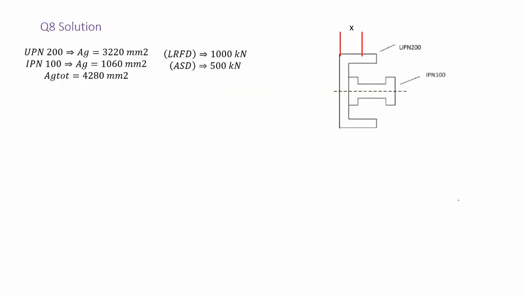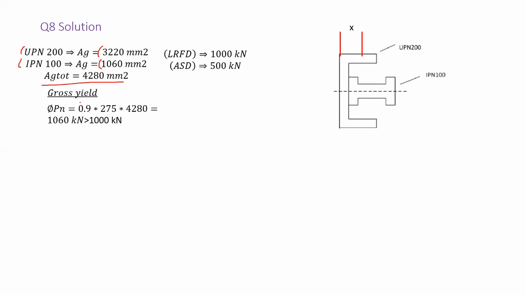Now, since we are dealing with a built-up section, we have to find initially the gross area, because I want to check the yield in gross for the section. So if you take a look at the section table for UPN and IPN 100, you will get this area for that one and this area for that one. You basically sum them up, you get your A_g total for the built-up section we have over here. Now, I can calculate the gross yield based on that.